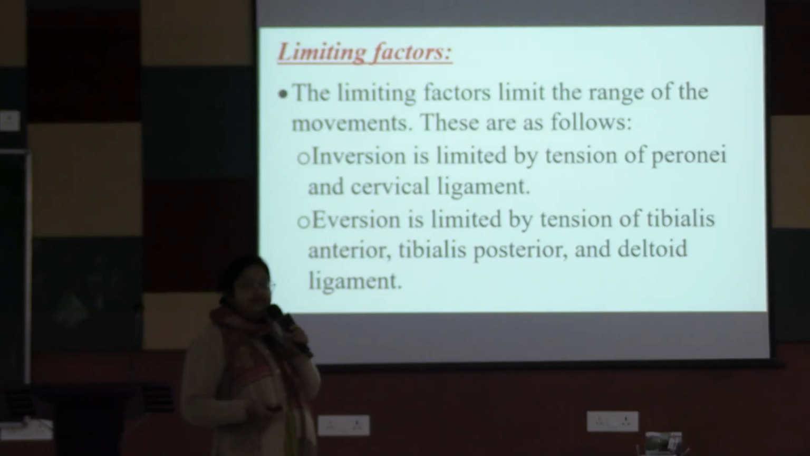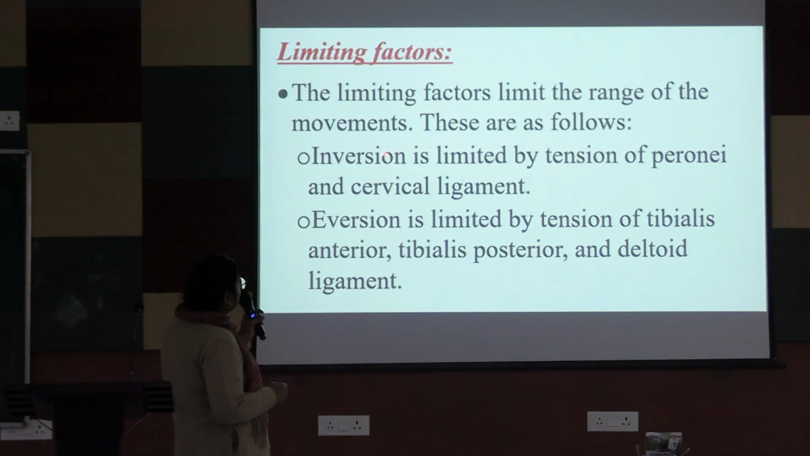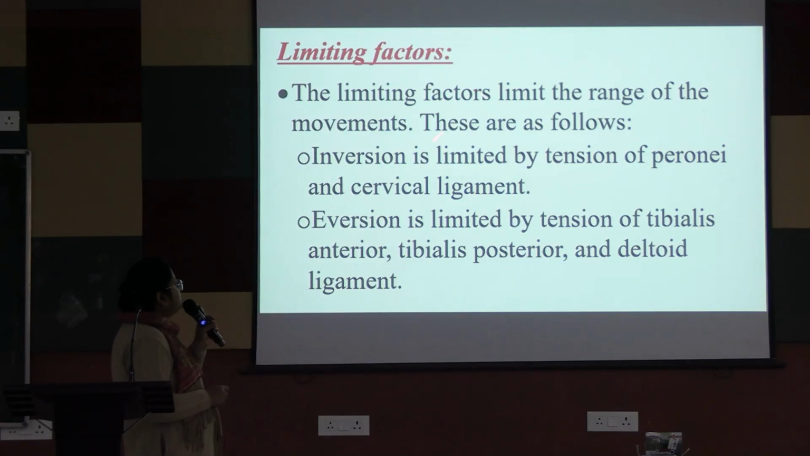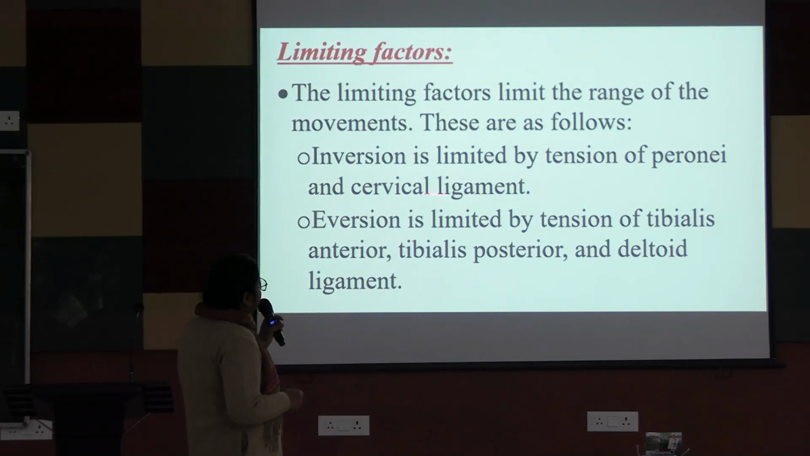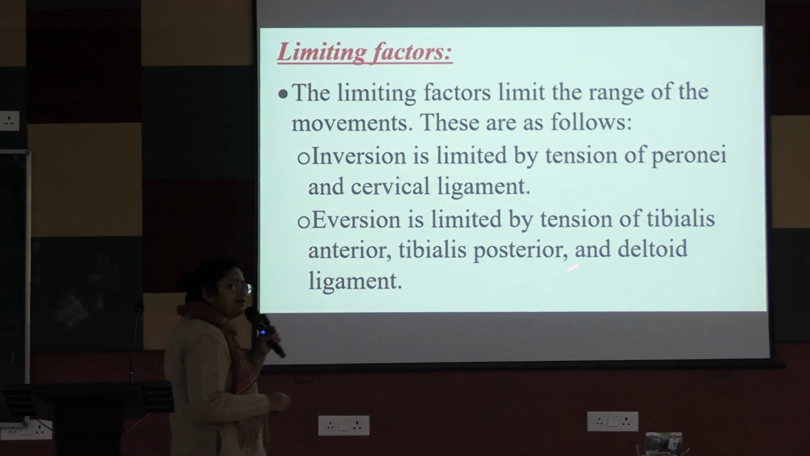What will be the limiting factors for these movements? Inversion is limited by tension of the peroneal muscles and the cervical ligament. Peroneals do eversion, so eversion is limited by tension of tibialis anterior, tibialis posterior and the deltoid ligament.